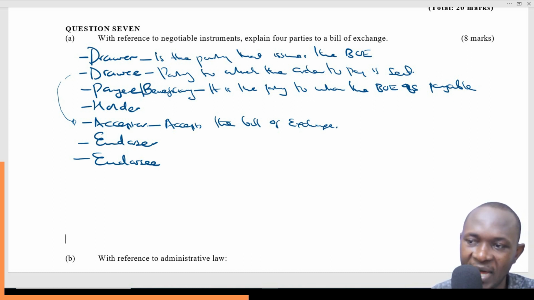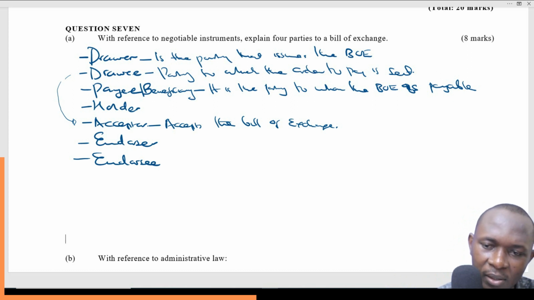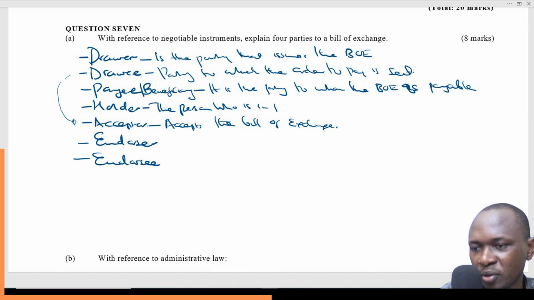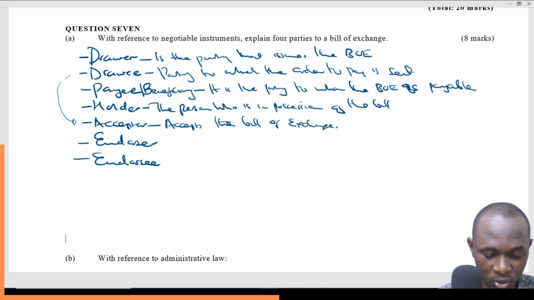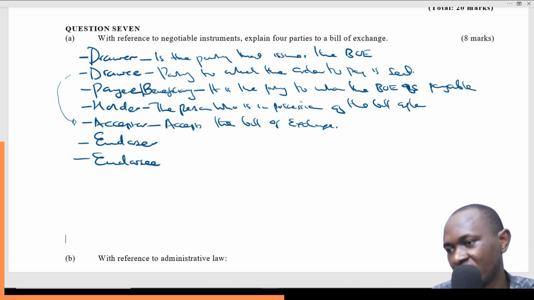So the drawer writes the check, and he will hand over the check to the payee or the holder. There's a possibility that he can also hand over the check to the holder. The holder is the person who is in possession of the bill, the person who is in possession of the bill after it has been drawn.